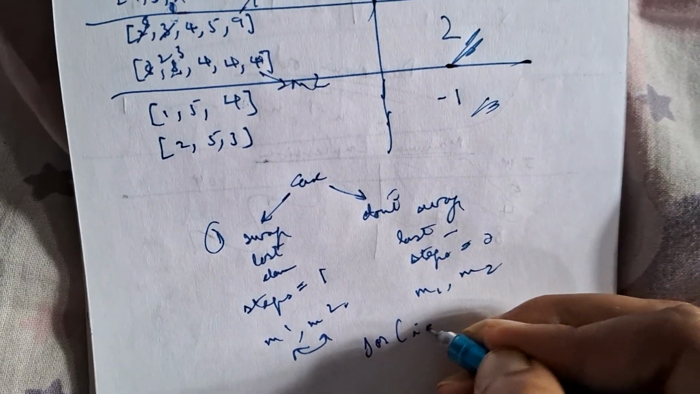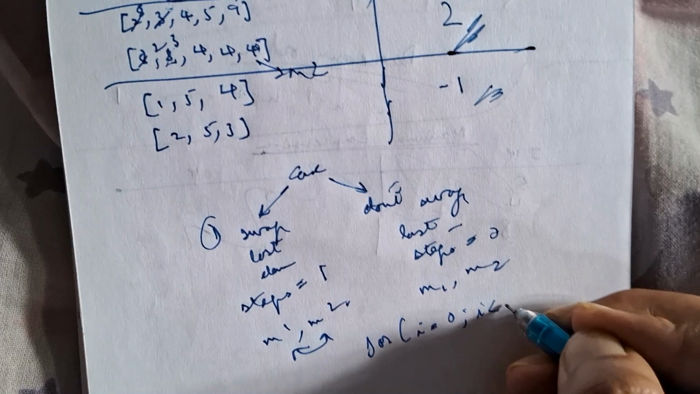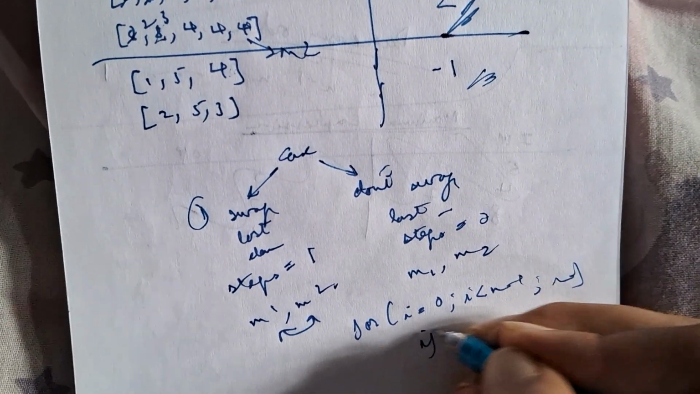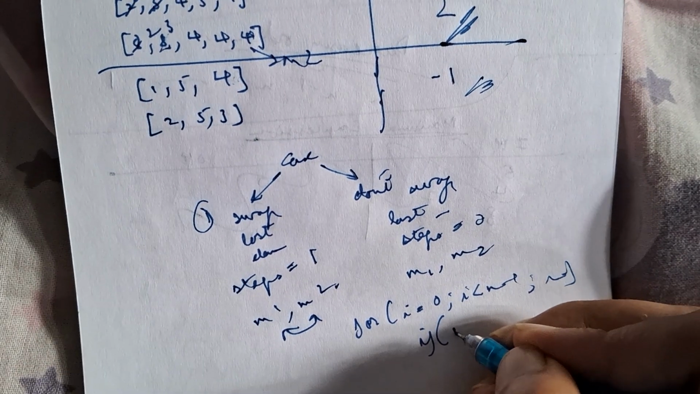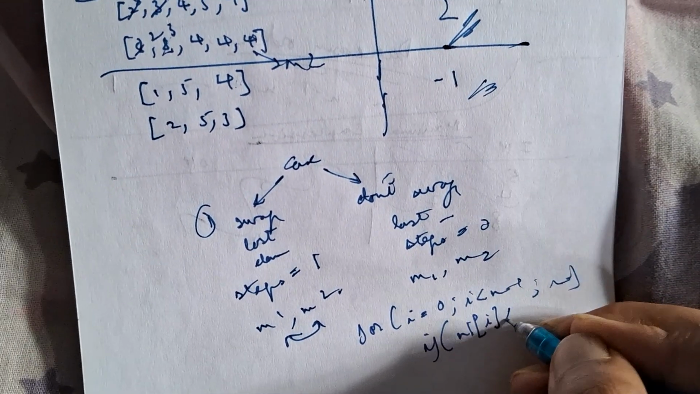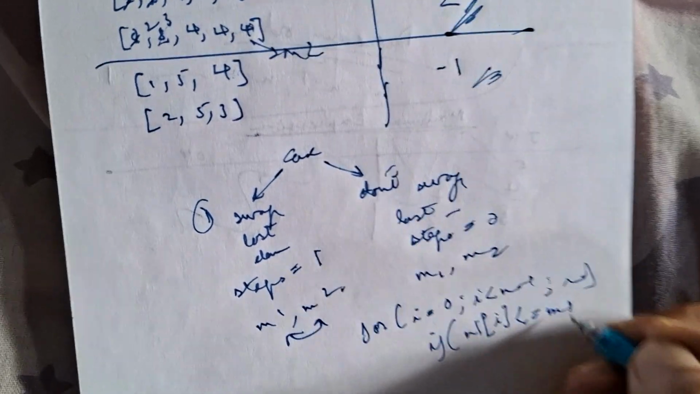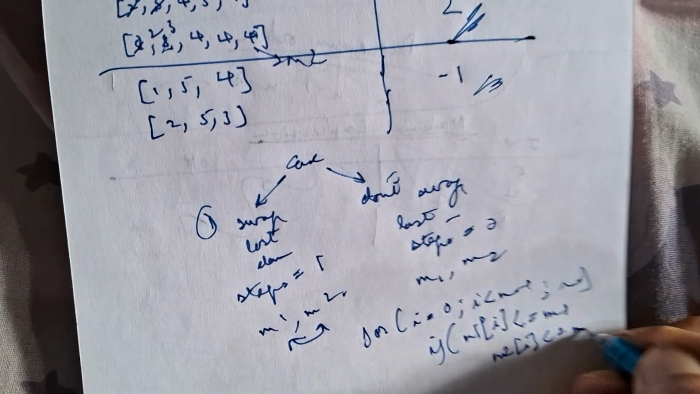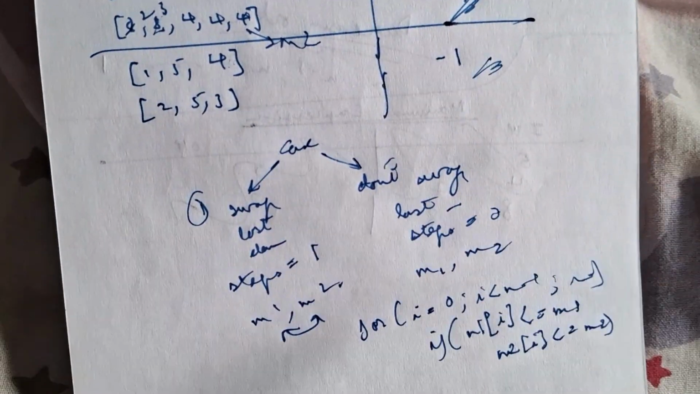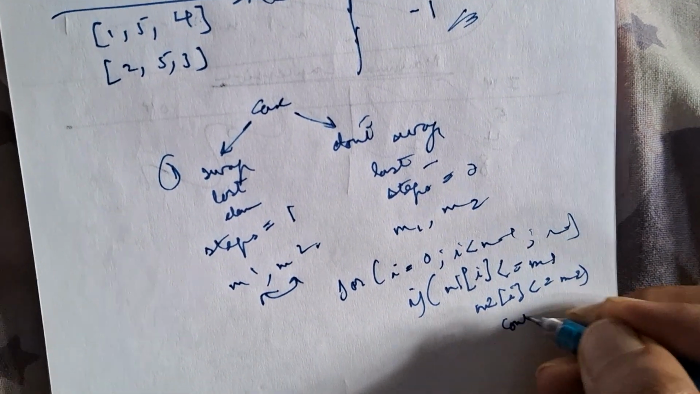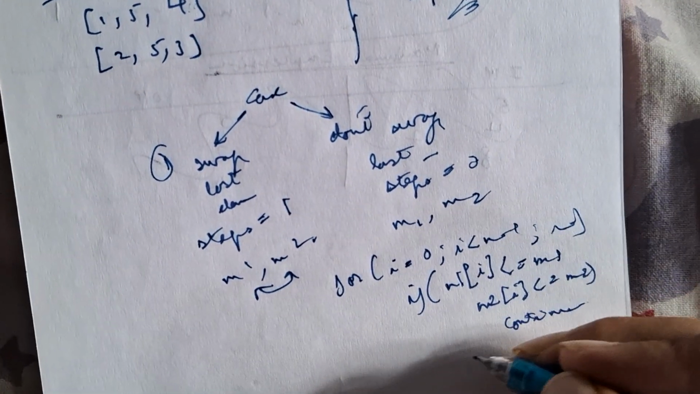Now it is very simple. Run a loop from 0 to n minus 1, and check if nums1 of i is less than or equal to m1 and nums2 of i is less than or equal to m2. That is, both of them are smaller, so we don't need to swap them. So we can just continue with our operations.